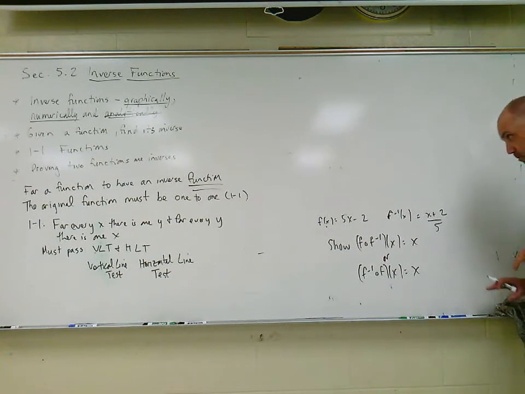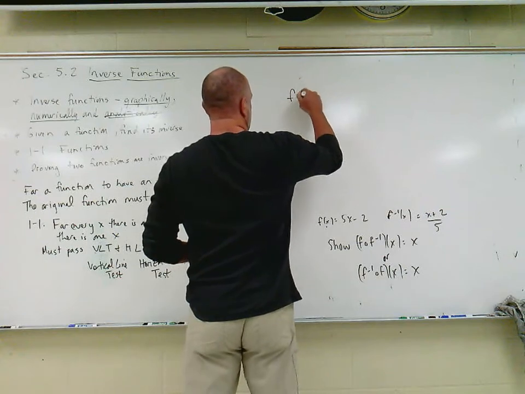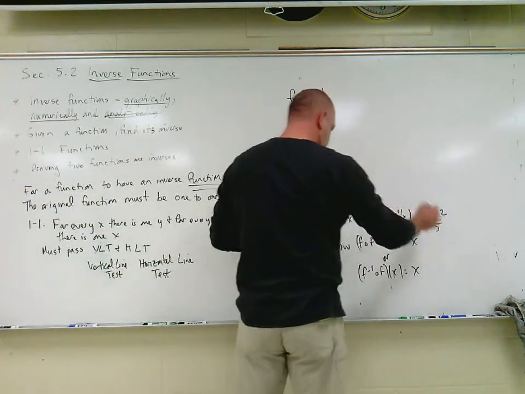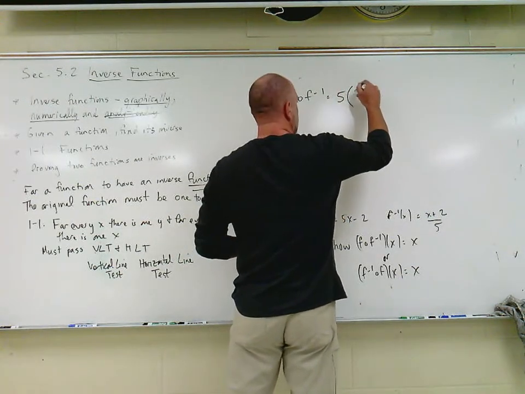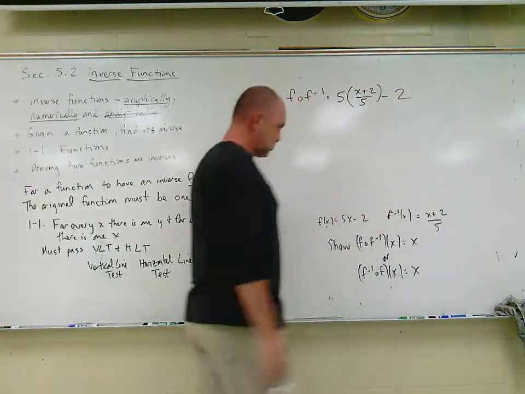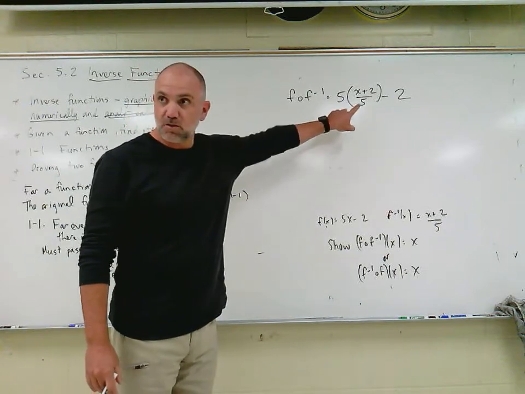Okay, so let me do the first one. I'm going to do f of f inverse here. I'm just going to start writing, so let's see. That means f inverse goes into f. So 5 times (x + 2) over 5, minus 2. Let's see if my setup looks good. Everybody see I put parentheses where I subbed in.